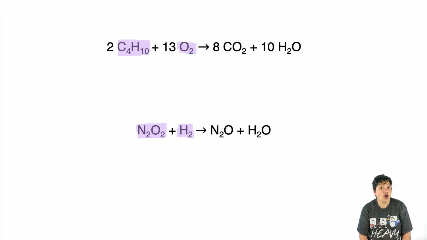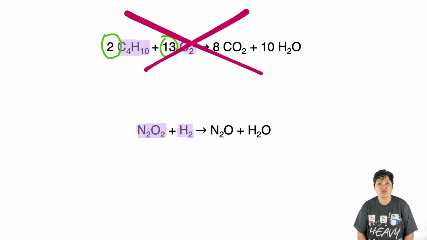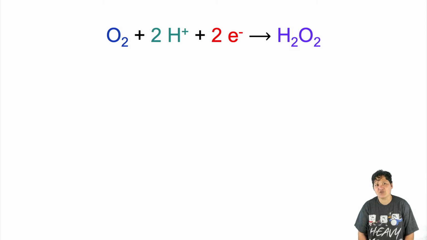So with 2 reactants each, does that mean that they're both elementary processes? The answer is no. In the first reaction, there are 2 types of reactants, but there are more than 2 reactant molecules. There are 2 butane molecules and 13 oxygen gas molecules, so 15 molecules total. This is not an elementary process. In the second equation, again, we have 2 reactants, but do we have 2 reactant molecules? This time we do. We only have 1 molecule of N2O2 and 1 molecule of hydrogen, so that's 2 molecules total. So now let's go back and look at the balanced equation I showed you earlier.